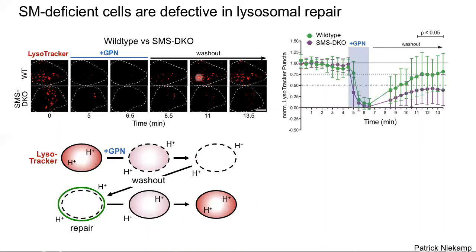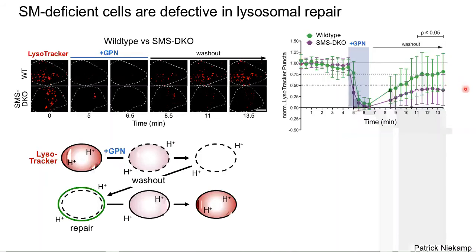And during this process, the proton gradient required for trapping LysoTracker inside the lumen is restored due to the repair of membrane damage. This can also be followed in this particular graph, which showed that, this part is not shown, but that the wild-type and sphingomyelin synthase knockout cells acquire LysoTracker to the same extent, and they also lose LysoTracker fluorescence with similar kinetics after adding GPN, which all indicated that in principle, their lysosome function is comparable. However, the recovery of LysoTracker after removing GPN was significantly delayed in the sphingomyelin synthase knockout cell line in comparison to the wild type.